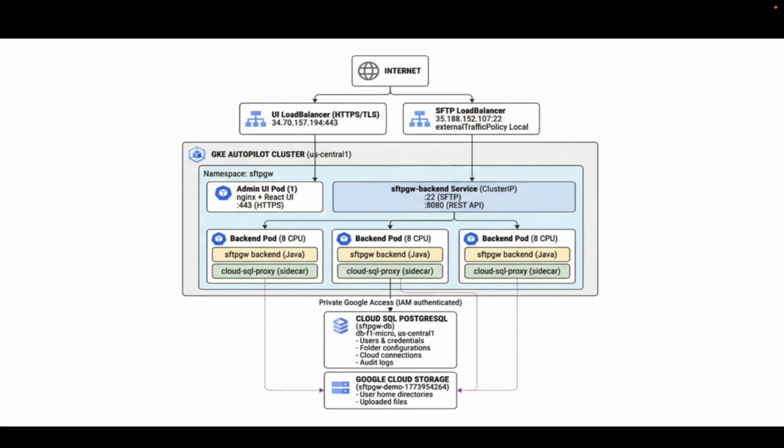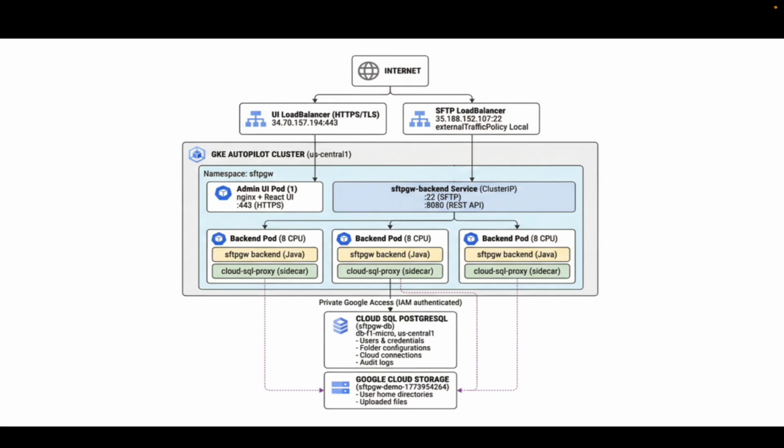So that's it. Let's recap what we built. First, we created a GKE Autopilot cluster, which is fully managed by Google Cloud. Then we created a Cloud SQL Postgres database. And then we wired the permissions so that SFTP Gateway has access to the database. We used kubectl to deploy the manifest file, which provisioned the SFTP Gateway backend and admin UI containers.